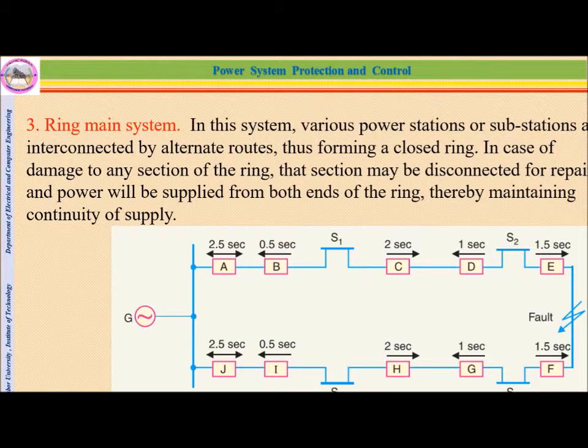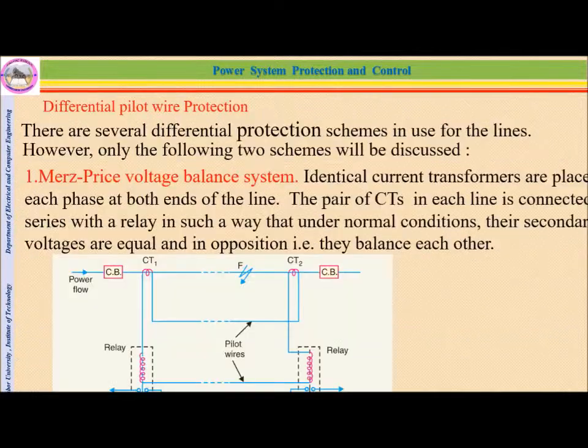A ring main may contain a ring. In this system, various power stations or substations are interconnected by alternative routes. You can see that substation 1, substation 2, substation 3, and substation 4 are connected in a ring manner, so they form a closed ring. In case of damage to any section of the ring, that section may be disconnected for repairs, and power will be supplied from both ends of the ring, and thereby maintain continuity of the supply. So if there is any fault on this section, this circuit breaker and this circuit breaker definitely must be isolated from the system.